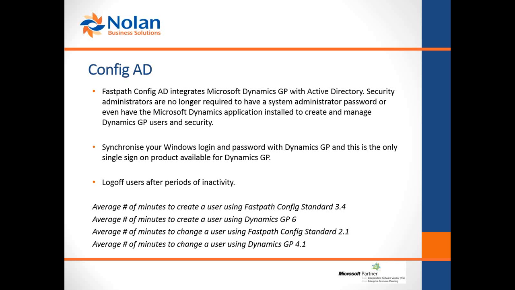You can also set it to log off users after a period of inactivity. This is very useful to companies who have users which share their concurrent licenses. Just to give you some statistics on the time saving, it's estimated that it takes 6 minutes to create a user in standard GP, whereas using Config it takes 3.4, and to change a user it's estimated at 4.1 in standard GP, and using Config 2.1.